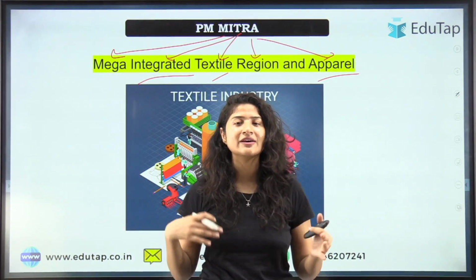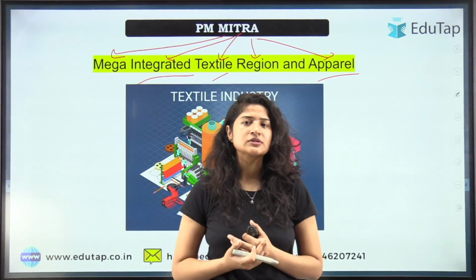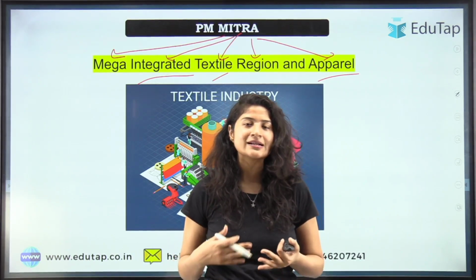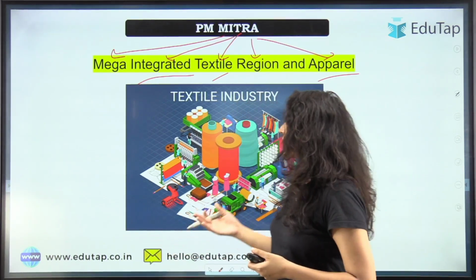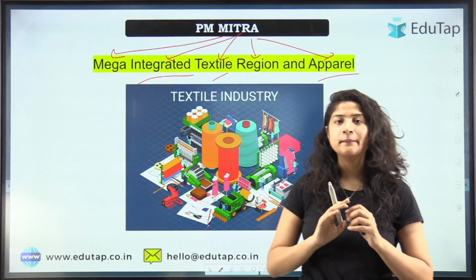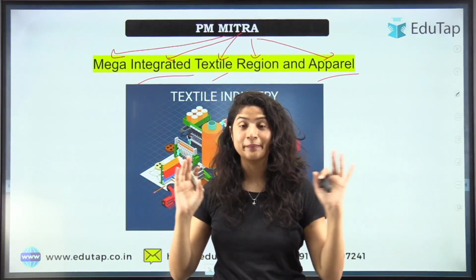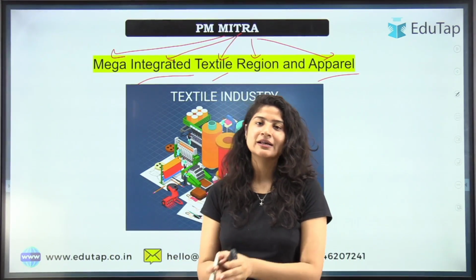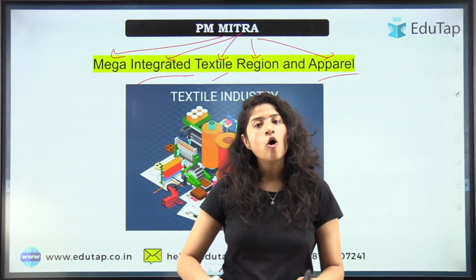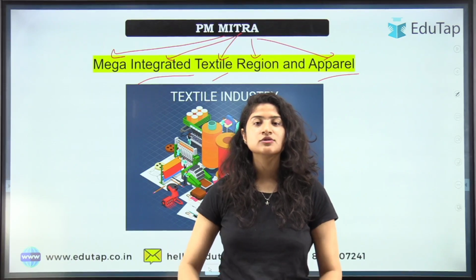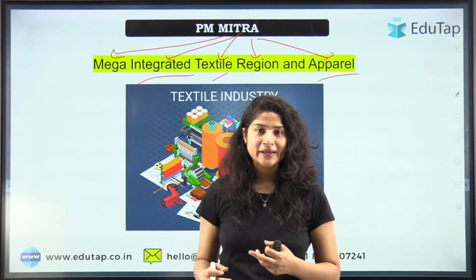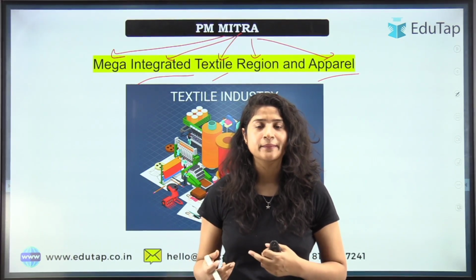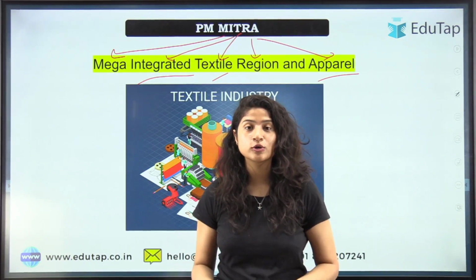So this is a very time consuming process just to make the apparel, and also a lot of money is wasted in transportation. That is why the aim behind this is that a mega park will be set up, one big park, in which all the sectors associated with the textile industry will be present in one place, right? In this way the process of making apparel will speed up, and more and more clothes will be made.